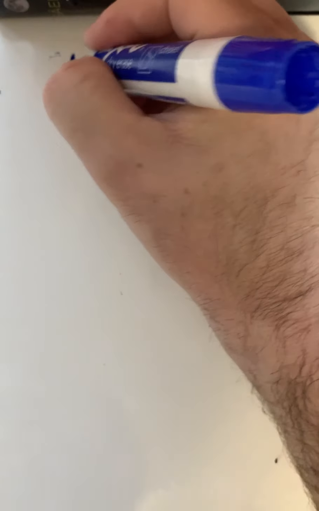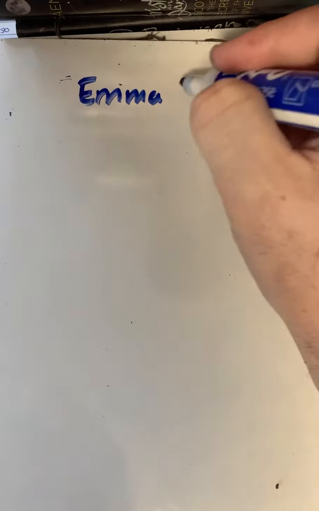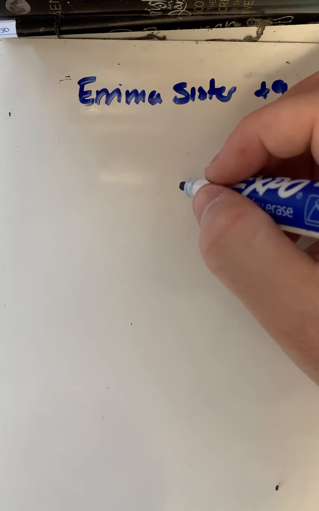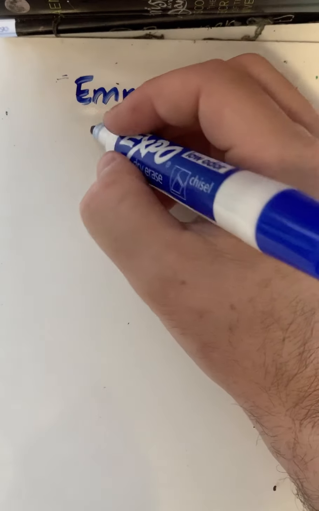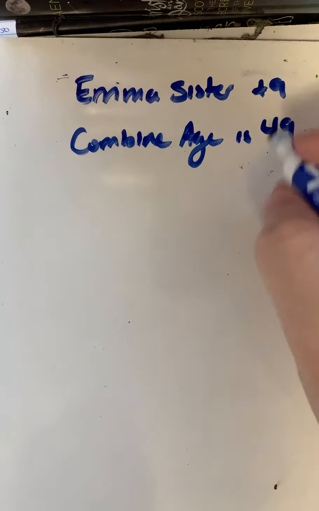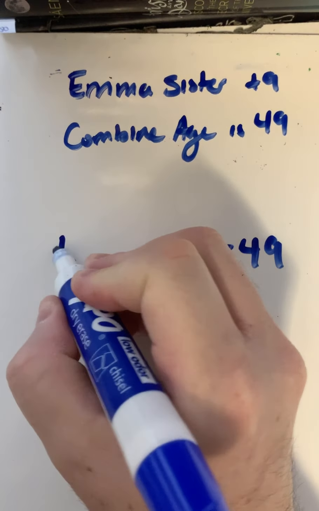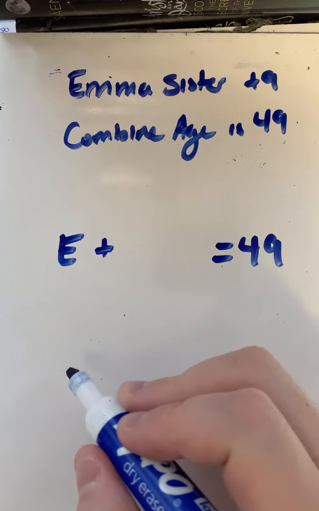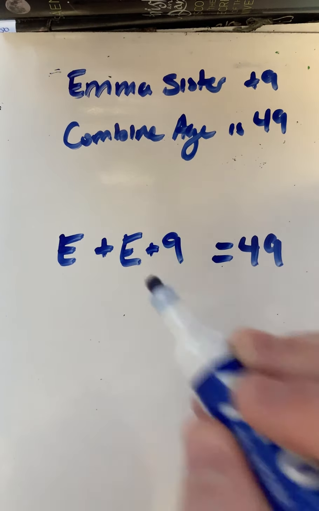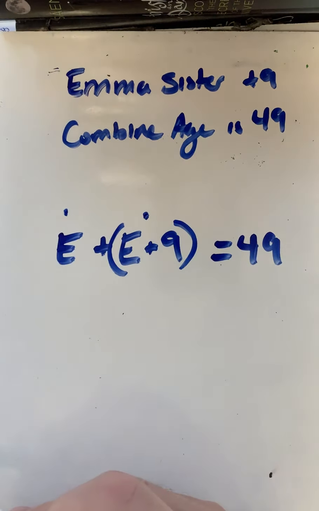So Emma's sister is 9 years older, and this one we've kind of done before. We know that Emma's sister is 9 years older than Emma, right? Their combined ages equals 49. So their combined age is 49. So we know that's the total, so we're going to write that down as 49. So we know that there's going to be Emma plus Emma plus 9, okay? And I could put these into brackets. This represents Emma, and this represents Emma's sister, right?